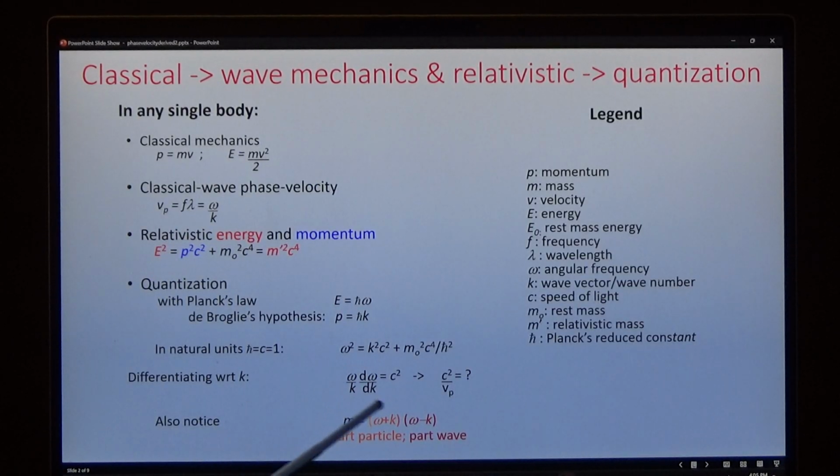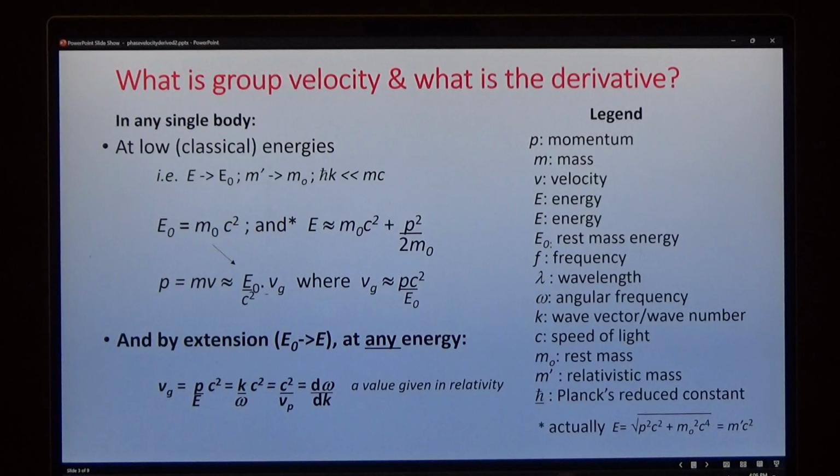And what is d omega by dk? Well, that's what we'll see in the next slide. But just remember that c squared over vp equals what? Before we go on, think of mass. Mass is equal to omega squared minus k squared. It separates into 2 parts, a wave part and a particle part. But we won't say anything more about that today.